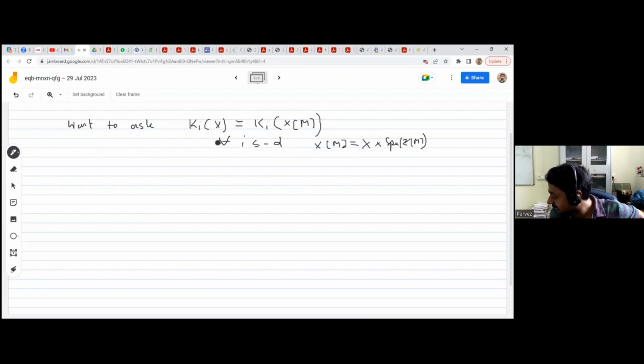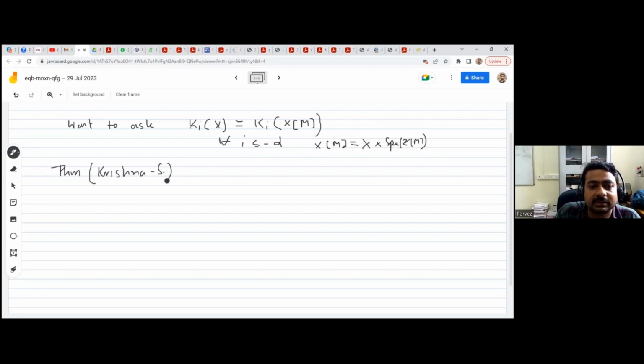So this is our result with Krishna. Let me write down the statement. Earlier we proved it in some cases, as a resolution of singularity. Now we think we can prove it more generally. So let me state our theorem. This is with Krishna, and this is our theorem.